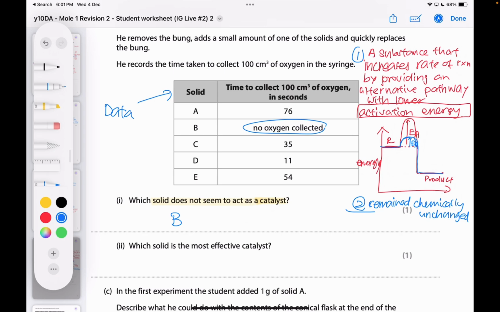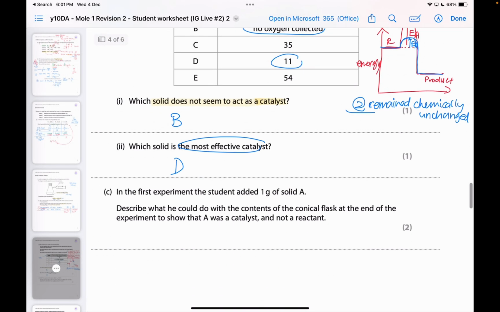So part B, the most effective catalyst here would be the one that significantly reduces the amount of time to produce the result that you want. So in this case, we're looking at the shortest duration of time, and it's very clear it's going to be D, because it only took 11 seconds to collect 100 cm cubed of oxygen. Okay, so that's that, and then we look at C.